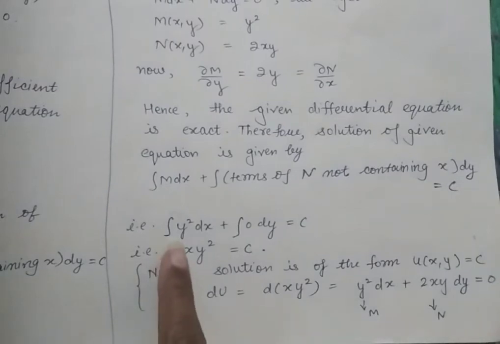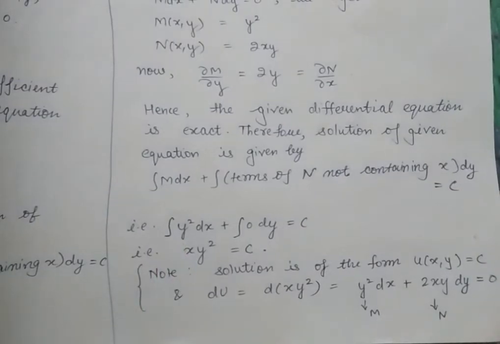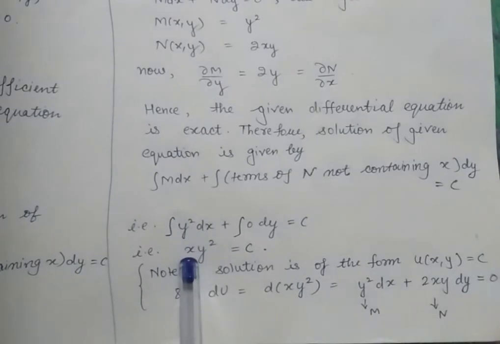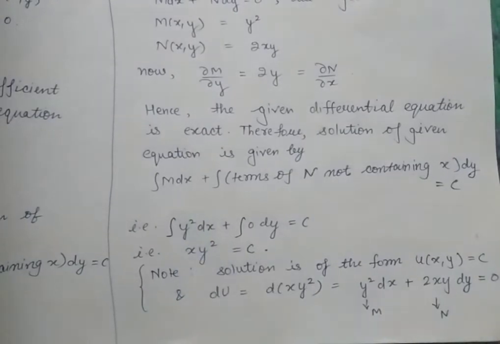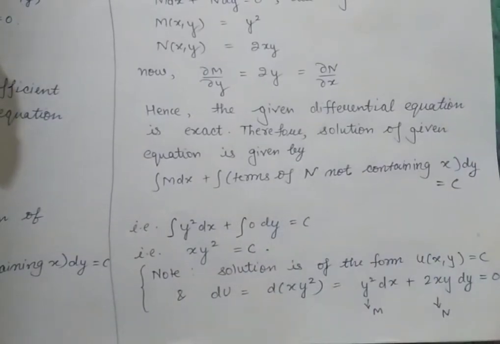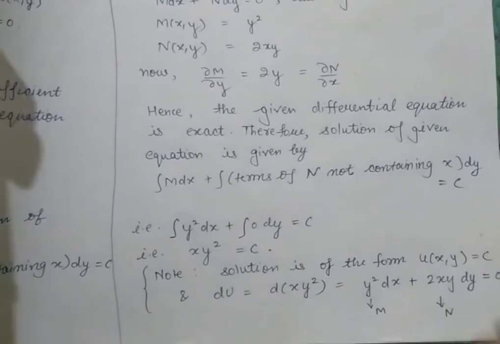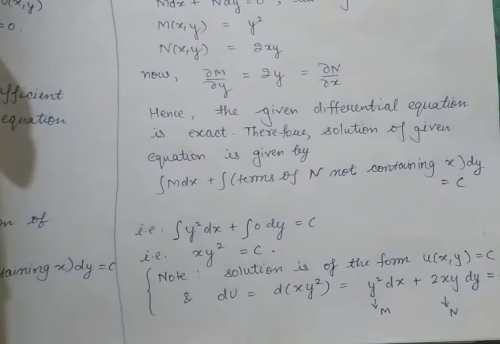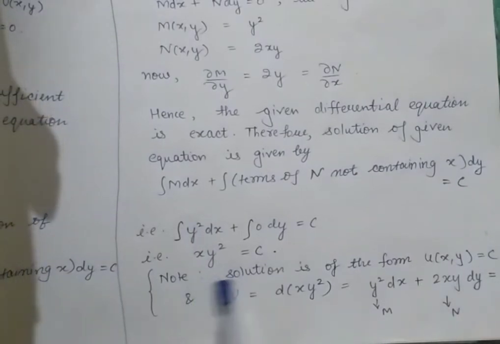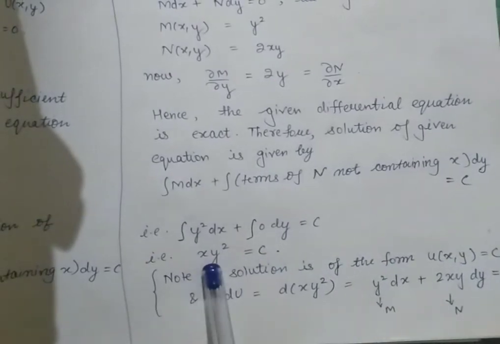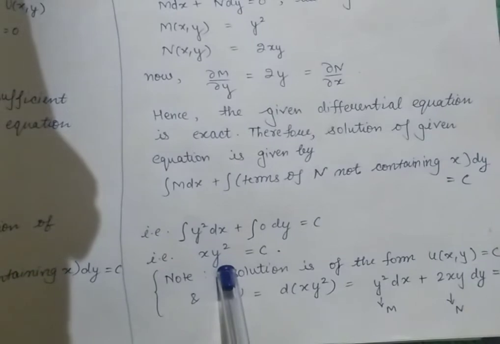Now we integrate with respect to x here, so y square as it is and x would come, so this is xy square equal to c and this integral is 0. So this is the solution of our given differential equation. Now note, this solution is of the form u(x,y) equal to c, xy square equal to c, so our u(x,y) is x into y square.